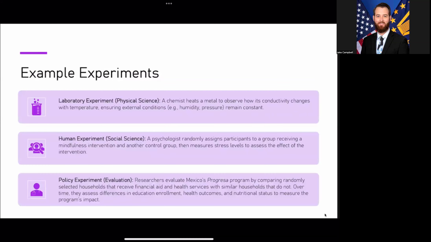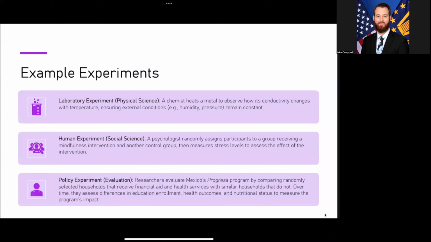Some other examples: something like a laboratory experiment we've talked about, the traditional idea that we might heat a metal up to see how the conductivity changes with temperature, ensuring that the external conditions, humidity, pressure, those types of things, remain constant. We might also have another controlled metal, where we're testing the conductivity on another piece of metal that is not having heat applied to it, in the same environment, in the same room, in the same laboratory, to determine if there's a difference as a result of introducing heat to one of the two.